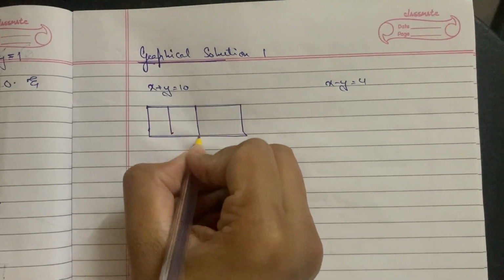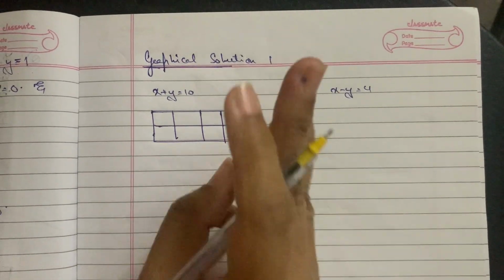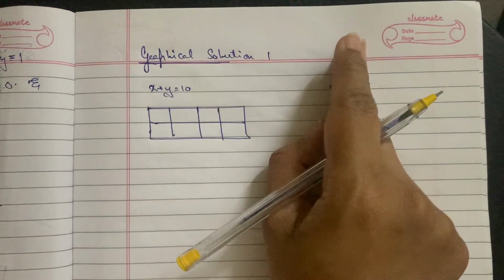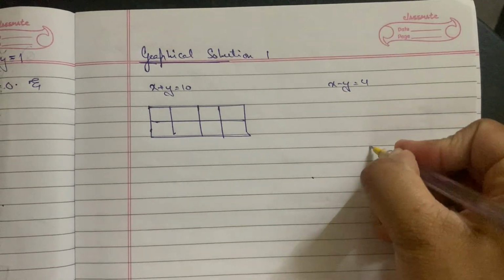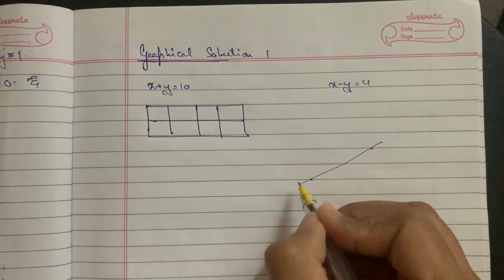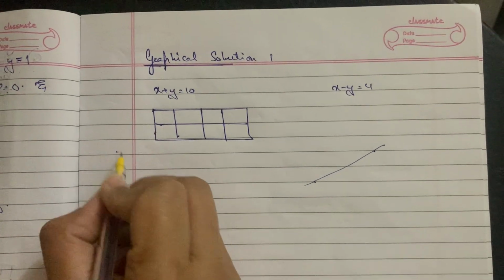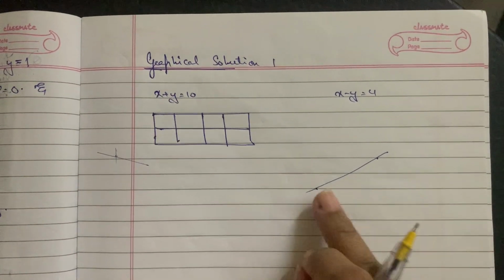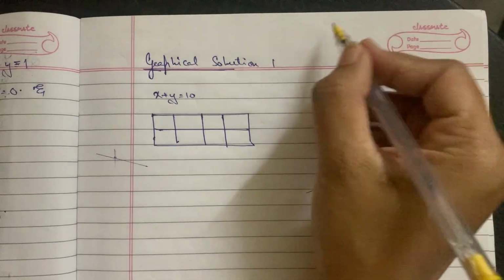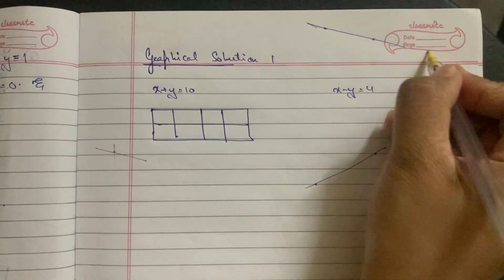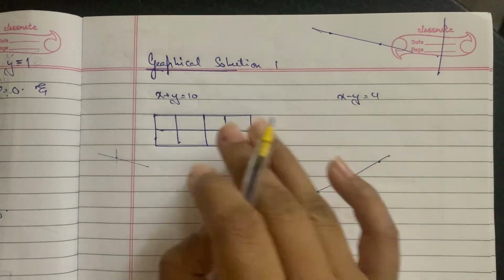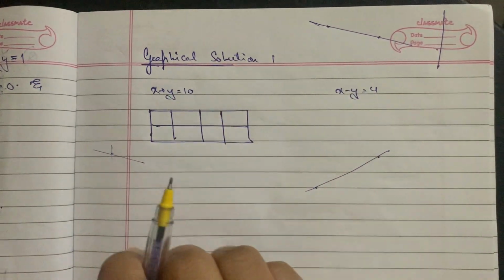Okay. I prefer you to take only 3 values. 2 values are more than enough to draw a line. With 1 point, I don't know which direction my line will go. But with 2, I know. If I join these 2 points, this is my line. I know it. Okay. But your teachers would not be happy. So I would suggest go with 3 points.